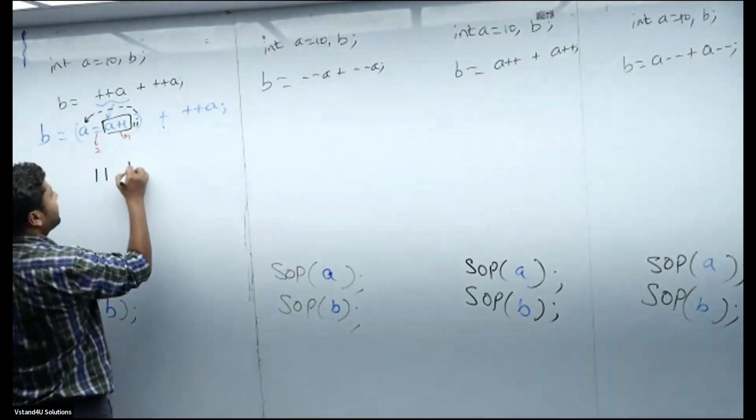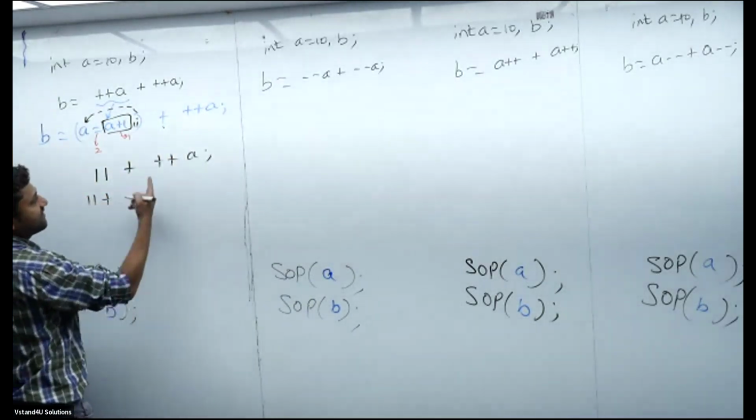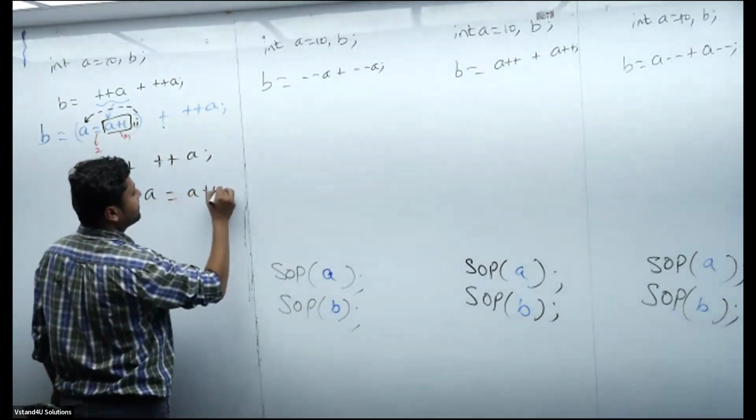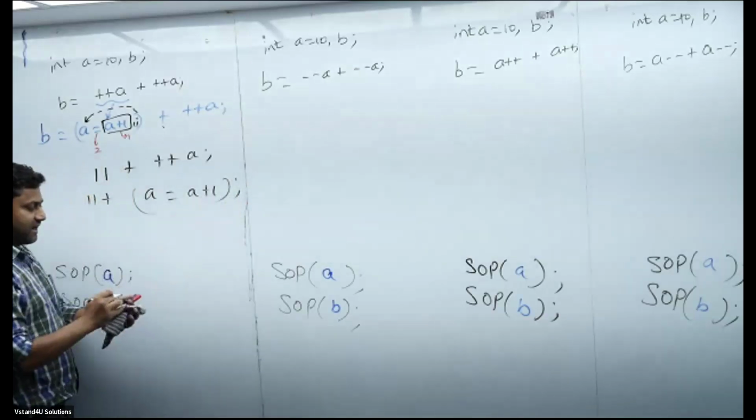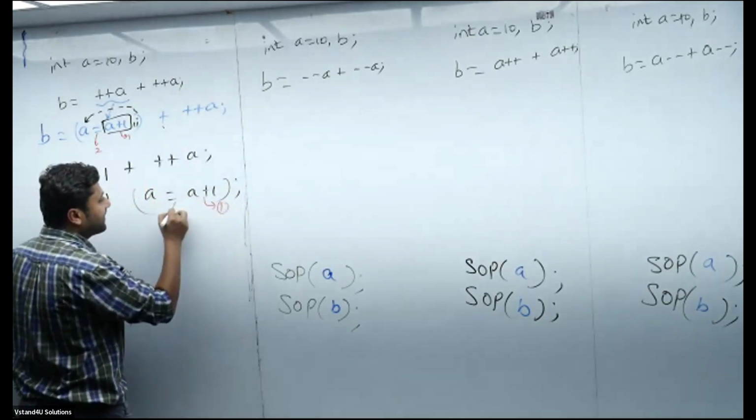Sir, this one plus A as it is there. Then 11 is as it is. This one should become A equal to A plus 1. Yes or no? Sir, two operations again. Yes or no? Which one first? First you do the incrementation. Second you do the assignment.